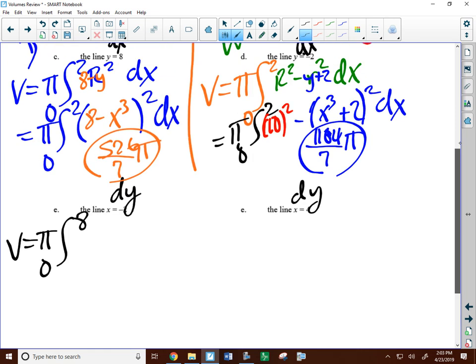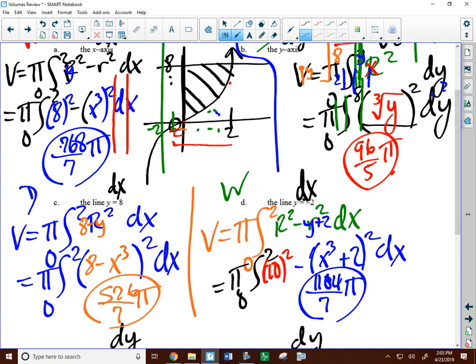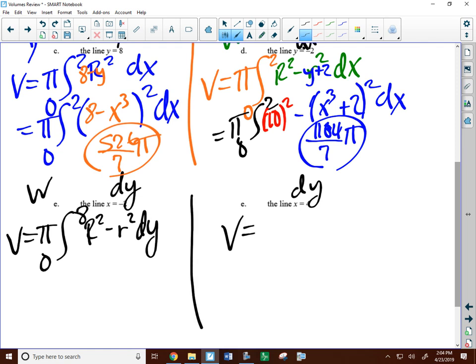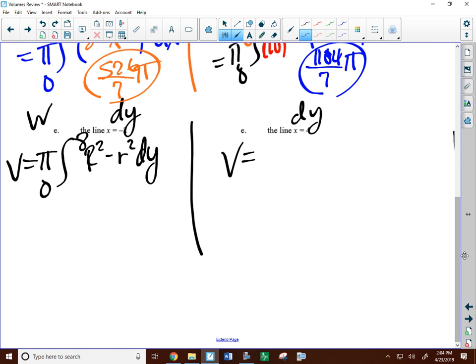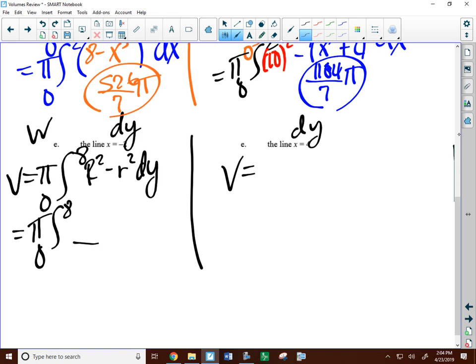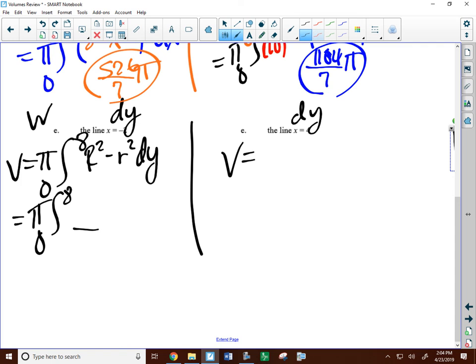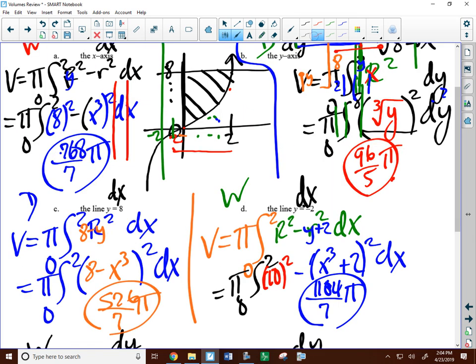Let's see, disk or washer. Wow, there's all this gap here. So it's going to be a washer. R squared minus little r squared, and then dy. Okay. Now capital R squared, from our axis to the outer part of the region, it's different lengths there, so it has a variable involved.